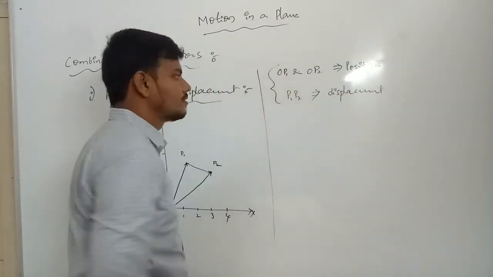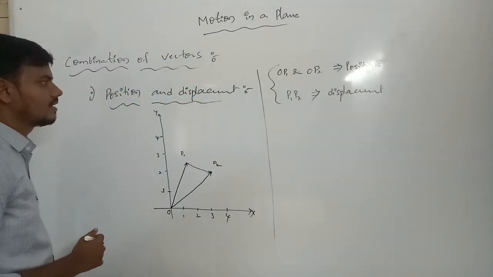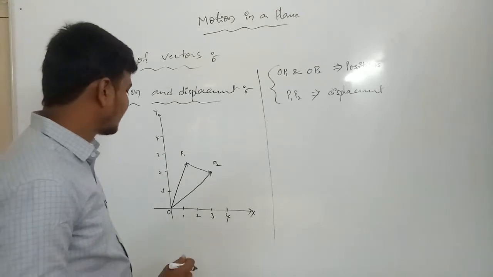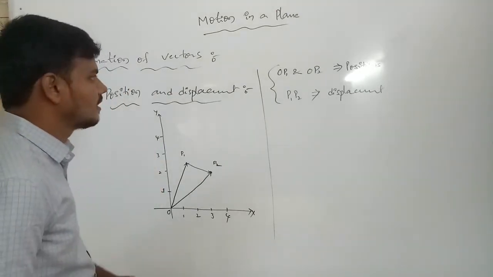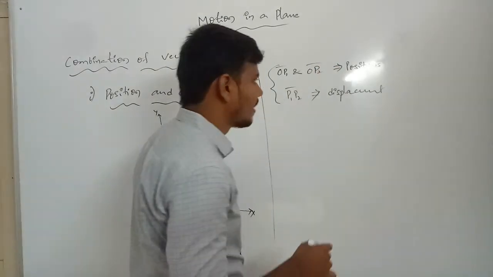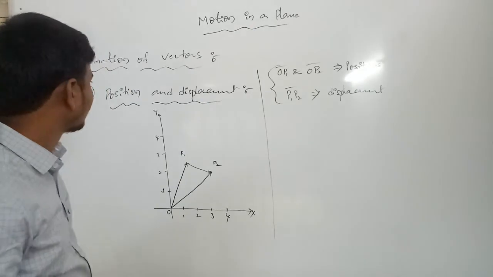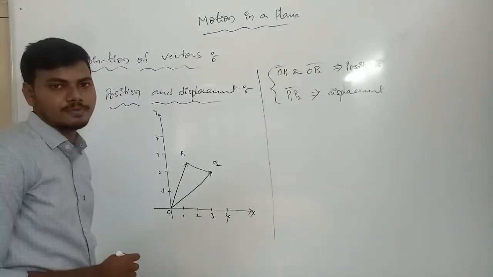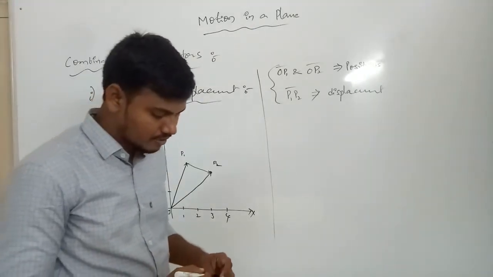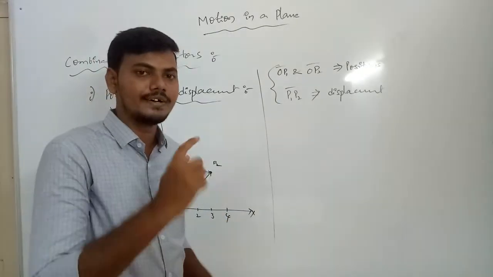So the first one is position and the second one is displacement. The vectors are OP1 bar, OP2 bar and P1P2 bar. Now this is position and displacement. Clearly we can observe the vectors. Now for vectors we introduce addition and subtraction.